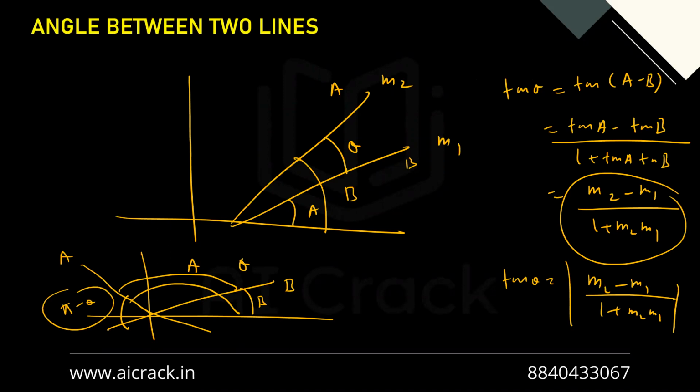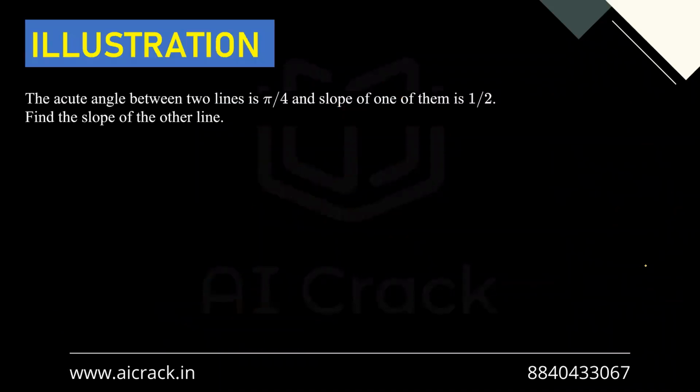So mathematically that would look like tan theta equals modulus of (m2 minus m1) divided by (1 plus m1 m2), right? Now let's look at one question. The acute angle between two lines is pi by 4 and the slope of one of them is 1 by 2. Find the slope of the other line.